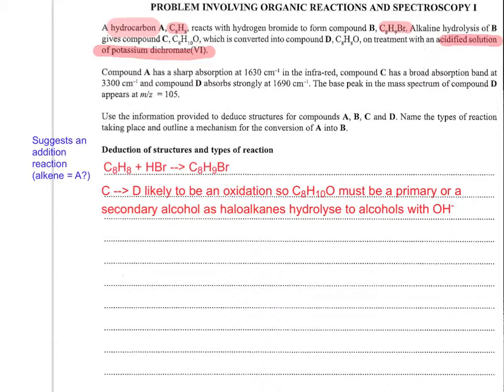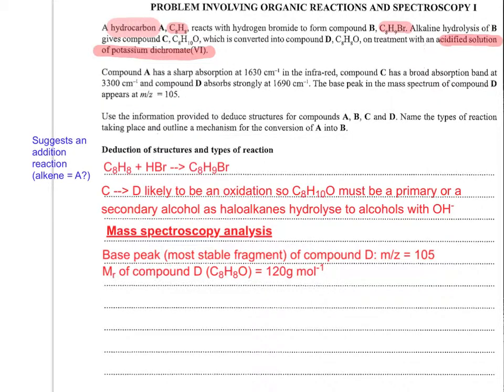So now it's time to actually start breaking up our answer into what the infrared tells us, what the mass spec tells us. So the information they give us about the mass spectral analysis is that the base peak of compound D has an m/z of 105, which would be the equivalent of its mass. However, the Mr of compound D, which we're told is C8H8O, is 120 grams per mole to the -1. So the fragment that's broken off has an m/z value of 15, therefore most likely to be CH3+.